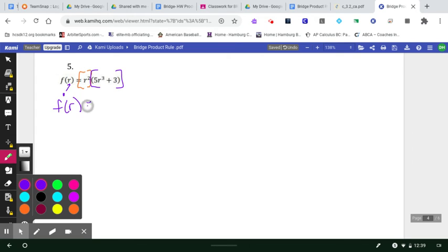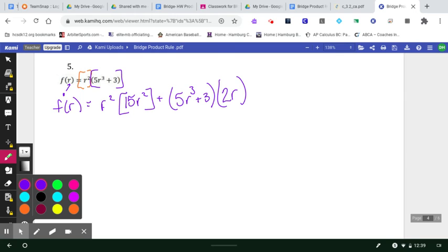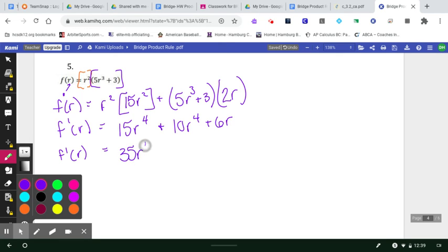So f prime would equal the first times the derivative of the second. Bring that 3 down, so 15r squared, plus the second times the derivative of the first. And again, calculus is done. Product rule is pretty straightforward because you're just using the power rule inside of it. And we'll just clean this up. f prime of r. So that's going to get me 15r to the 4th plus 10r to the 4th plus 6r. So my f prime of r looks like 35r to the 4th plus 6r.